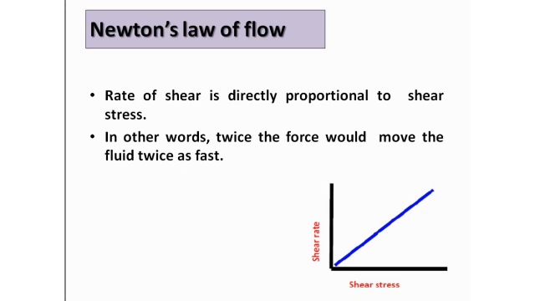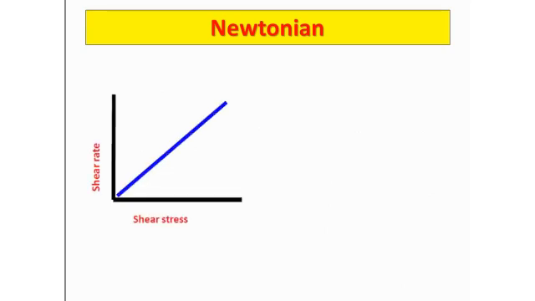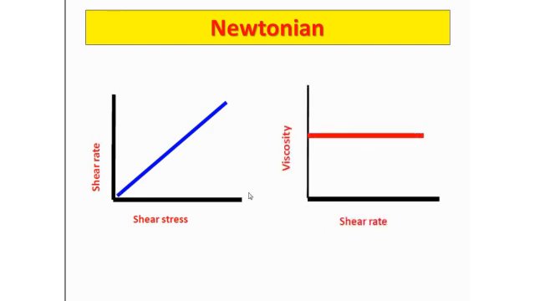Means if we double the force applied to a fluid, the velocity of the fluid will also increase to its double, as it is directly proportional, right? An example of a Newtonian liquid or fluid is castor oil. Castor oil is a very classic example of a Newtonian fluid. So Newtonian fluids generally follow this: the shear rate is always directly proportional to the stress. Similarly for viscosity also, you see, they remain parallel.